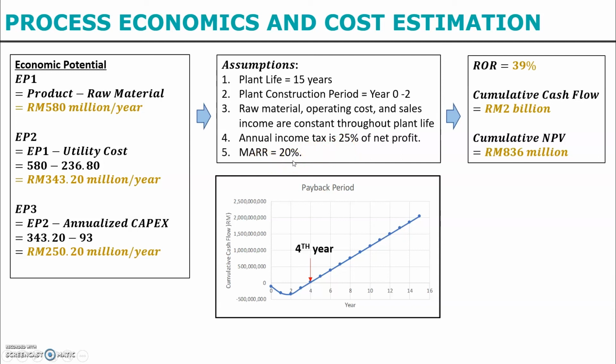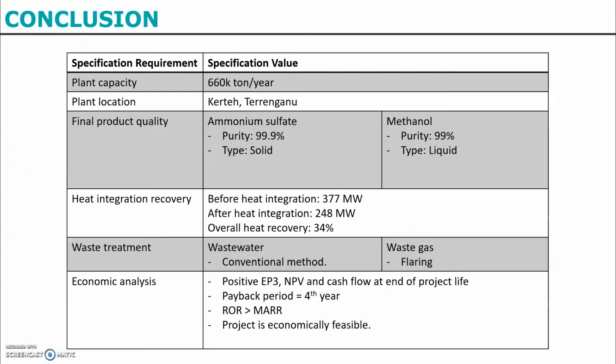We get our payback period at year 4, and the rate of return that we calculated is 39%, with a cumulative cash flow of 2 billion at the end of the plant life, and a cumulative net present value of 836 million at the end of the plant life.